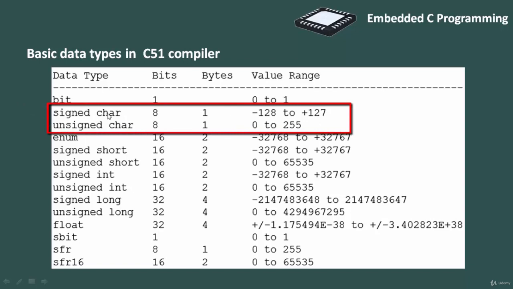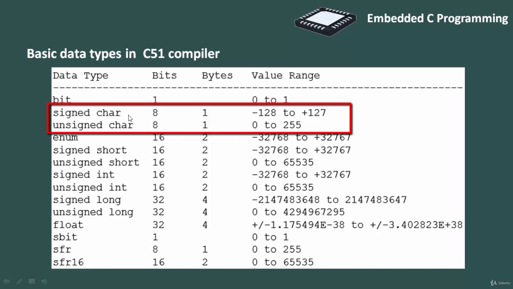Character data type. The most basic data type in C. It stores a single character and requires a single byte of memory in almost all compilers. Character data type is used for characters and strings.